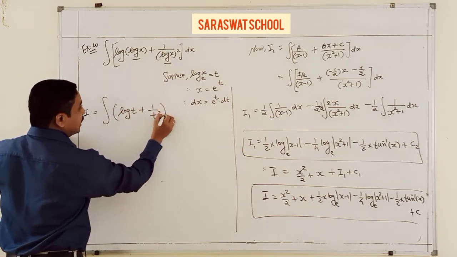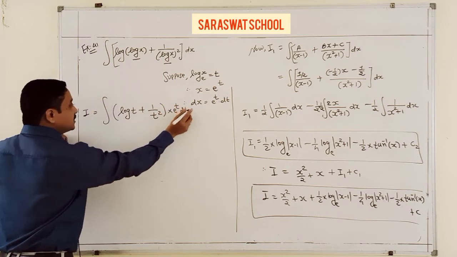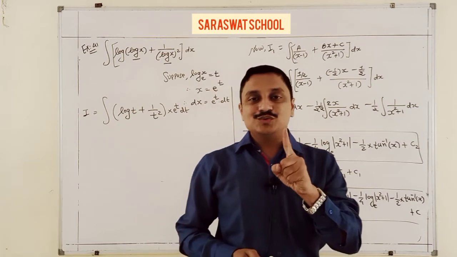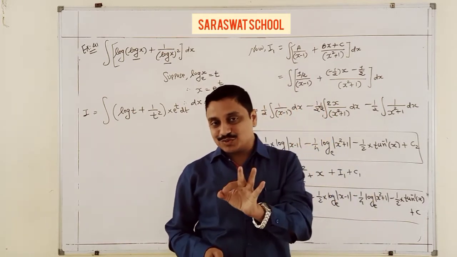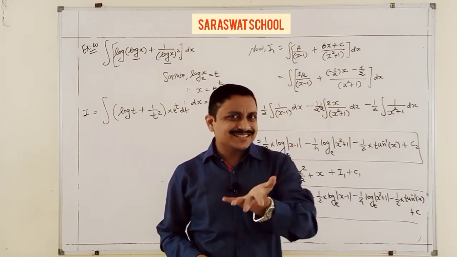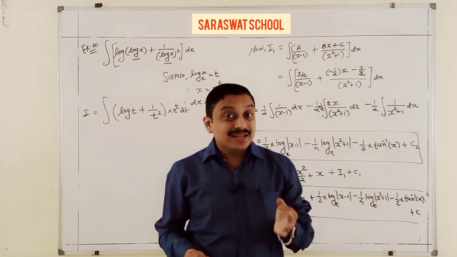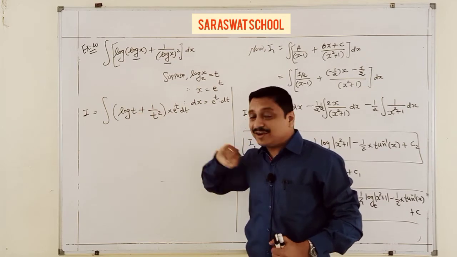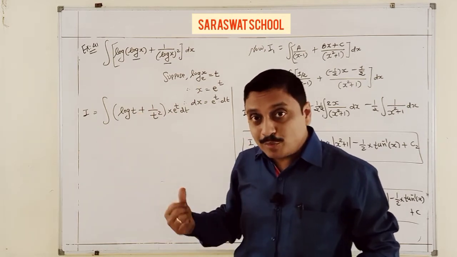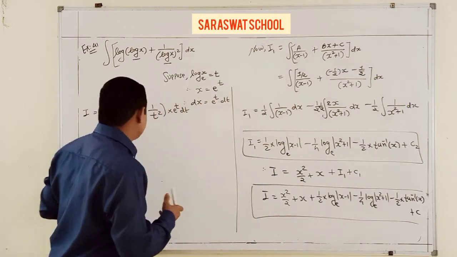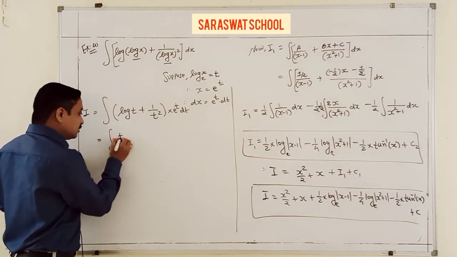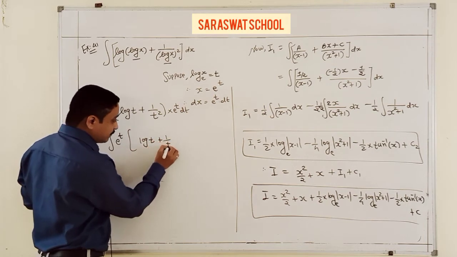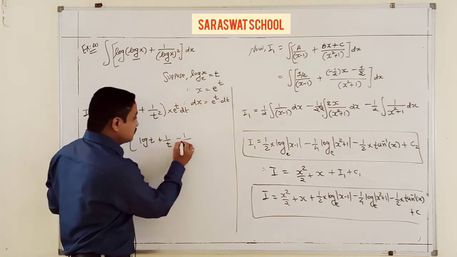Now students, here I prefer the formula: integral of e to the x into fx plus f dash x dx. You know that e to the x fx, that I arrange. What is log derivative? 1 by x. Not present here. So I extra add and subtract. Look at that. Log t derivative is 1 by t. So I add here and subtract that.